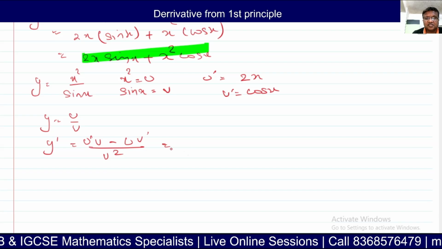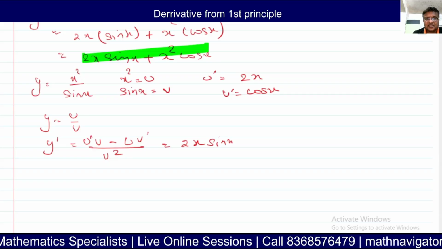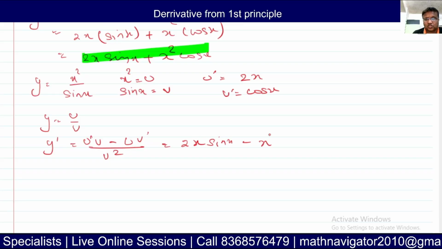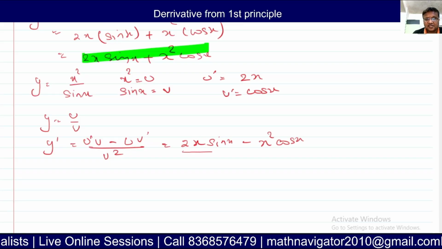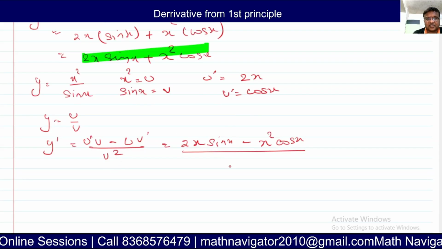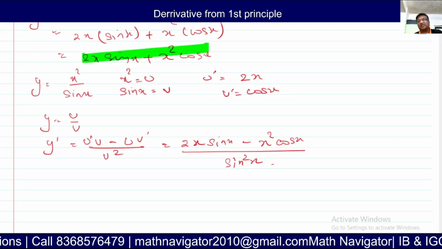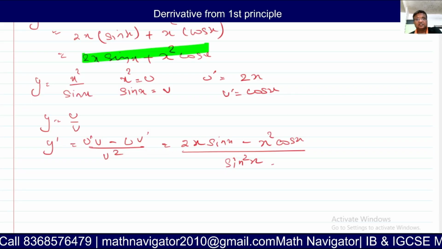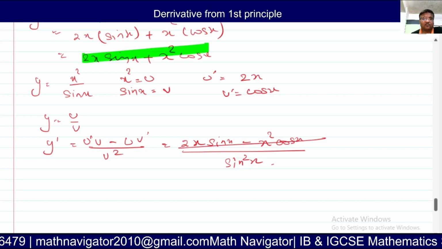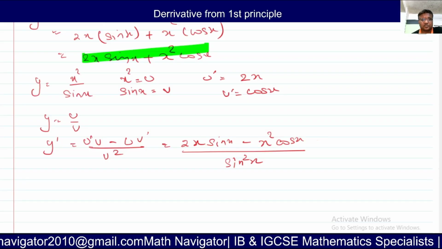u derivative is 2x times v, which is sine x, minus u v derivative, x squared cos x, over v squared, so sine squared x. So this is my answer. Yes, you can simplify further if you want, right? But even if you write this much, unless specified that you have to bring it in a certain form, that's fine. Clear? So if you are writing up to here, that's absolutely fine.